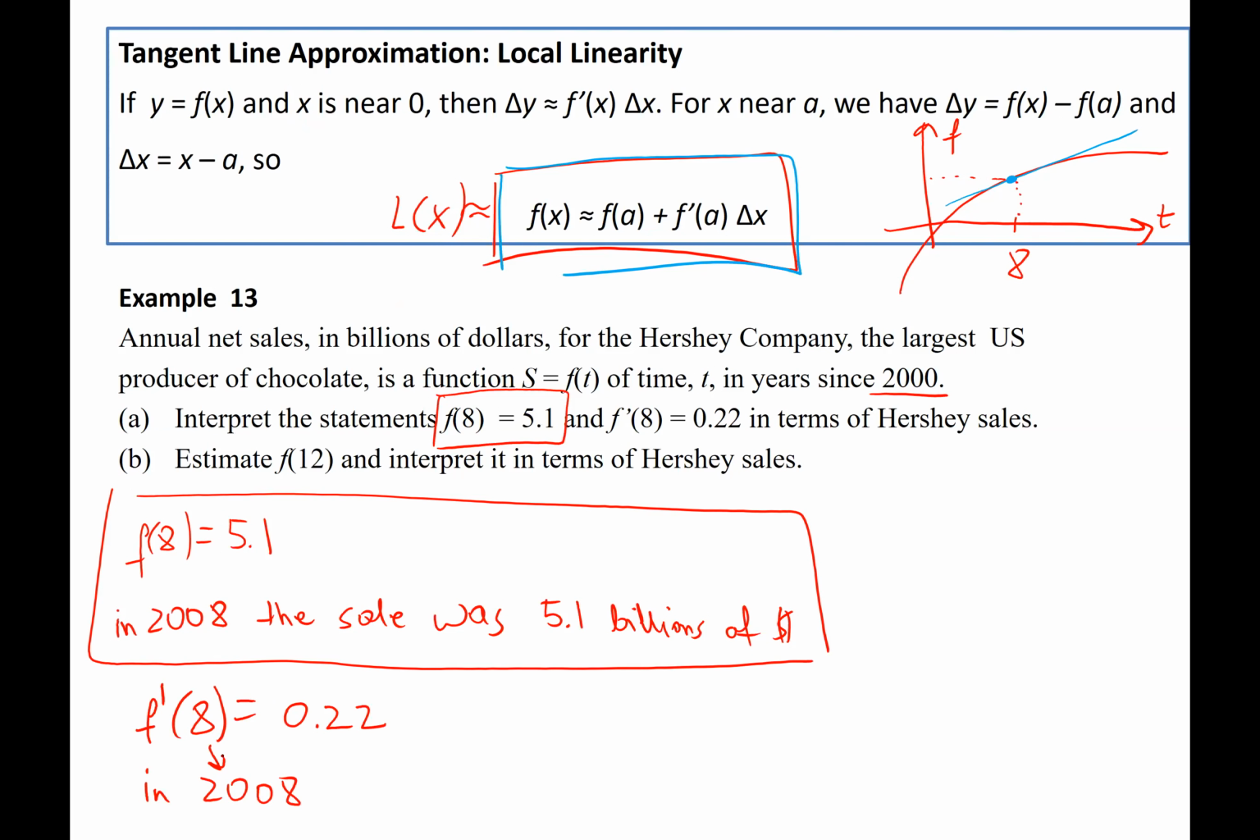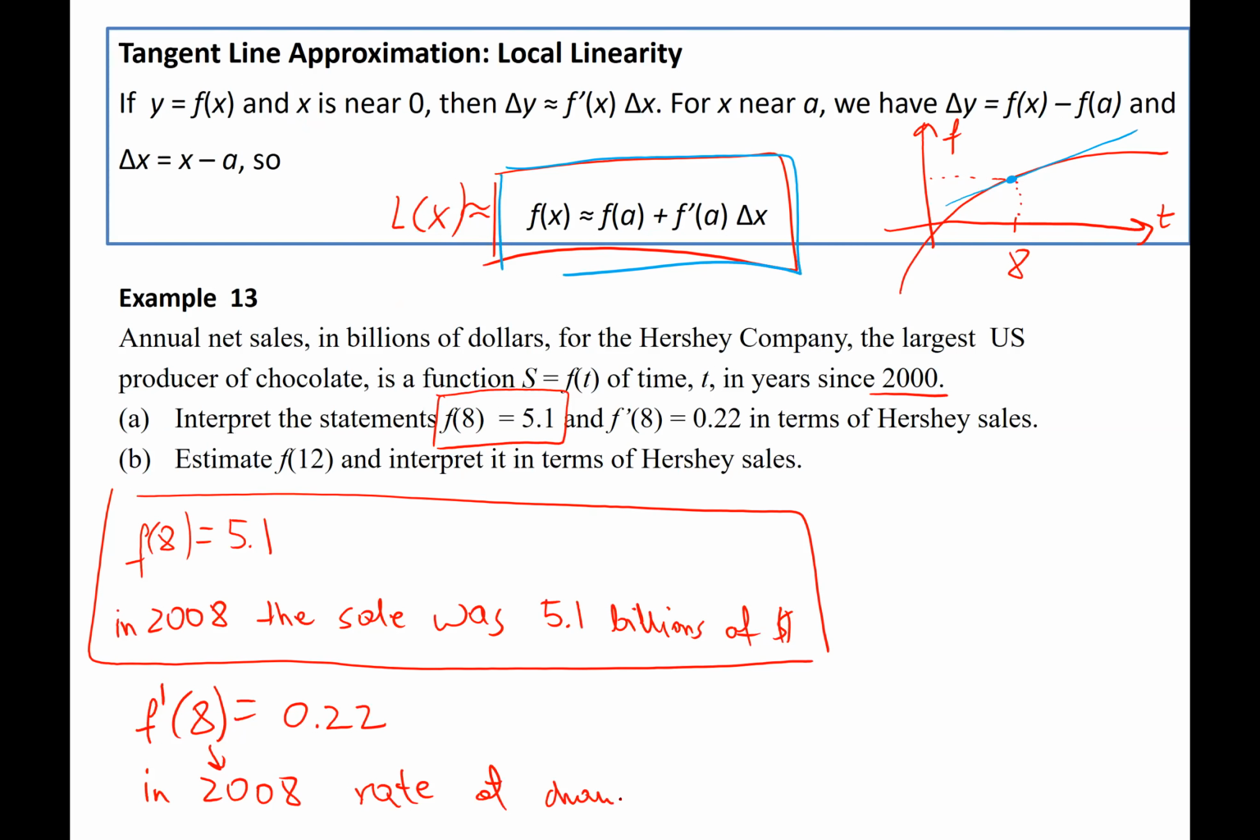Prime simply means the rate of change. That means how the sales are going to change during the next year, in 2009. In 2008, the rate of change of the sale, I can even write this. Somebody writes, Sean, sales will increase by $0.22 billion in the next year. Exactly. That's actually a really good explanation.